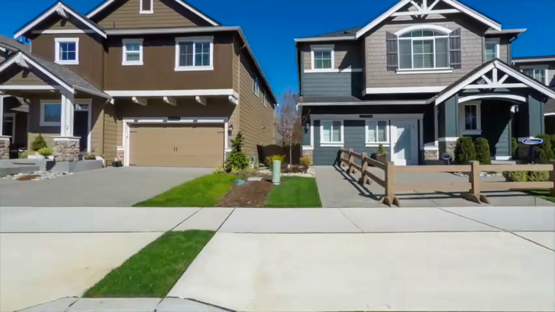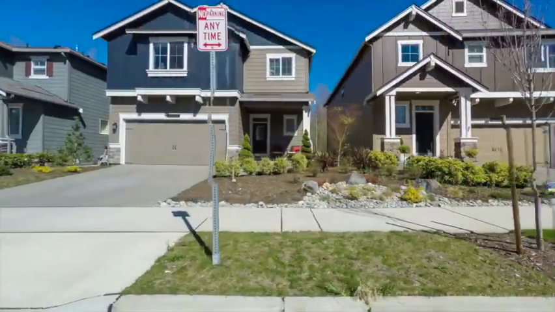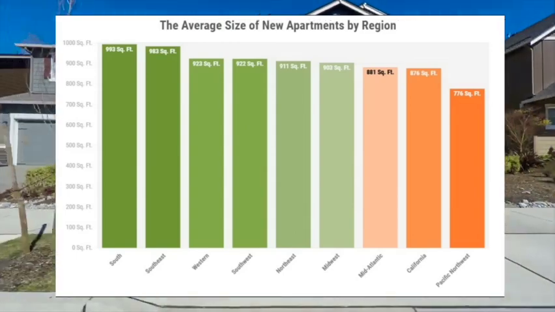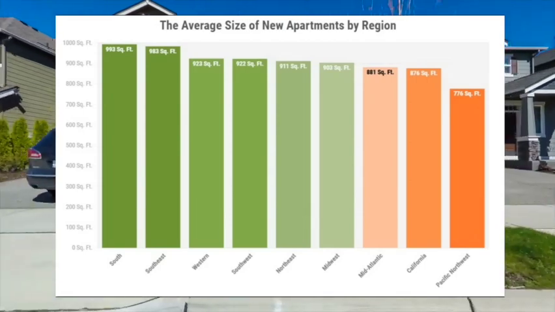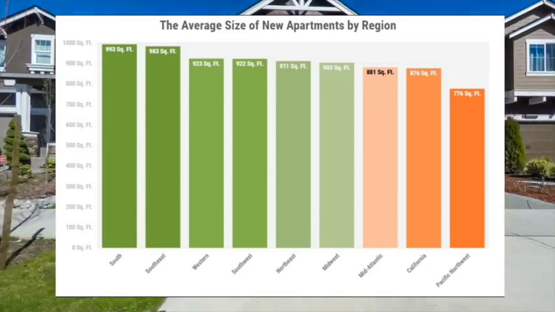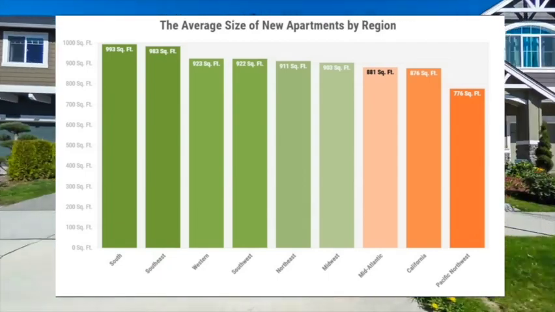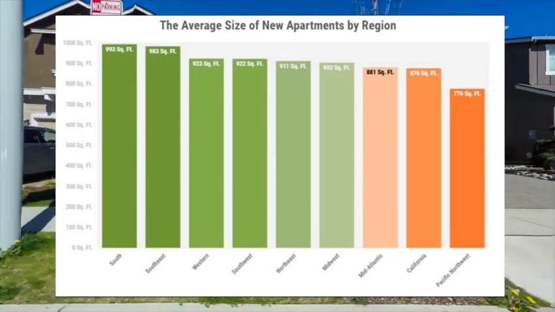Moving on to more specific details, we can observe the average size of new apartments by region. As the saying goes, everything is bigger in Texas, with the South having an average of 993 square feet, while the smallest new apartments are found in the Pacific Northwest at 776 square feet. Take a look at your specific geographic region to see how it compares.